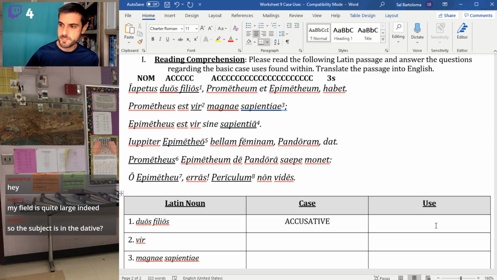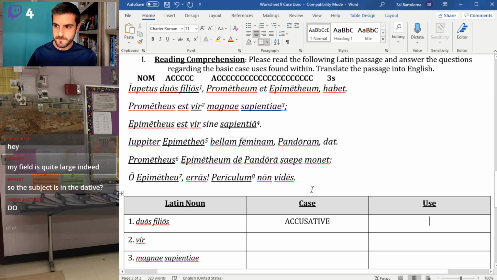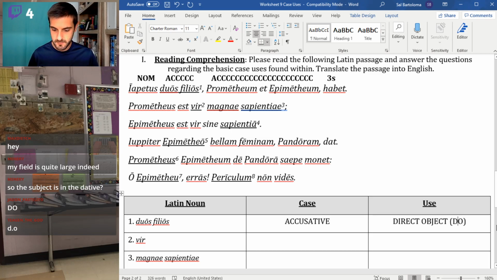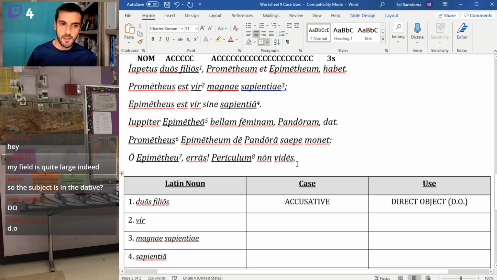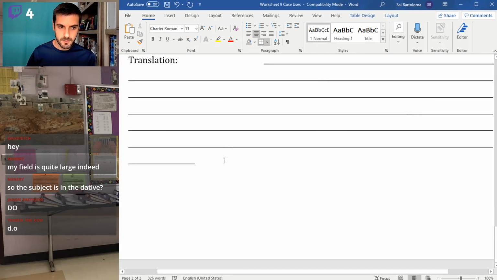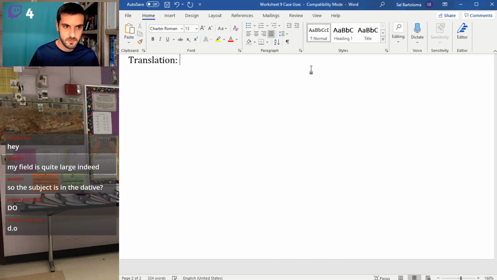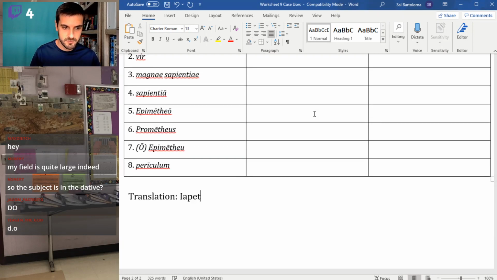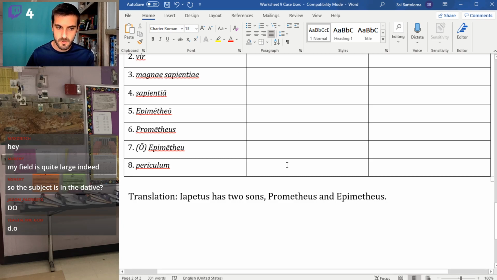I know we got people in the chat. DO, right? Direct objects, otherwise known as DO. Right. I also asked you guys to translate down here, right? So Iapetus has two sons, Prometheus and Epimetheus. Right.